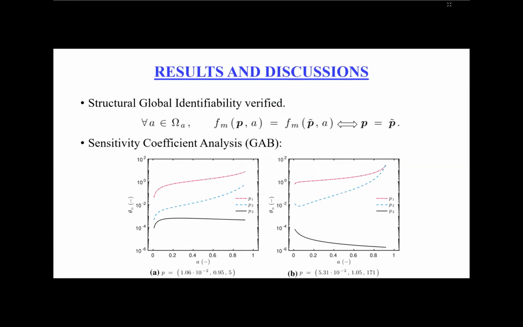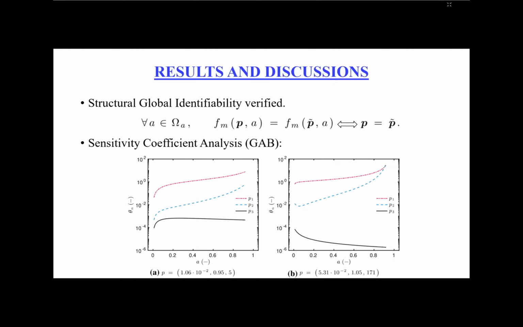Now we come to results and discussions. Before trying to estimate the parameters, we addressed the questions related to the identifiability for each model that was considered in the analysis. Since all models are simple and analytic, the structure of global identifiability was verified for all models, specifying that a specific absorption curve could only be obtained with one single set of parameters, and this was verified for each model, as I mentioned.